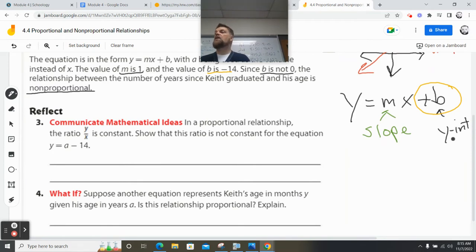So if they give you the equation and it's written in the y-intercept form or the slope-intercept form, you just look for the b term. If it's not equal to 0, it's not proportional. If they don't have a y-intercept, then it means plus 0, which means the y-intercept is 0. That's proportional.